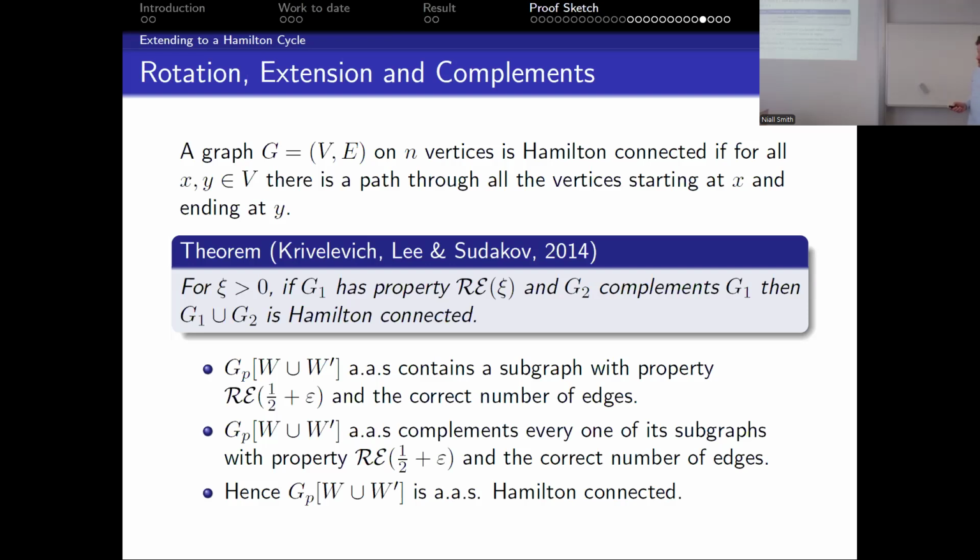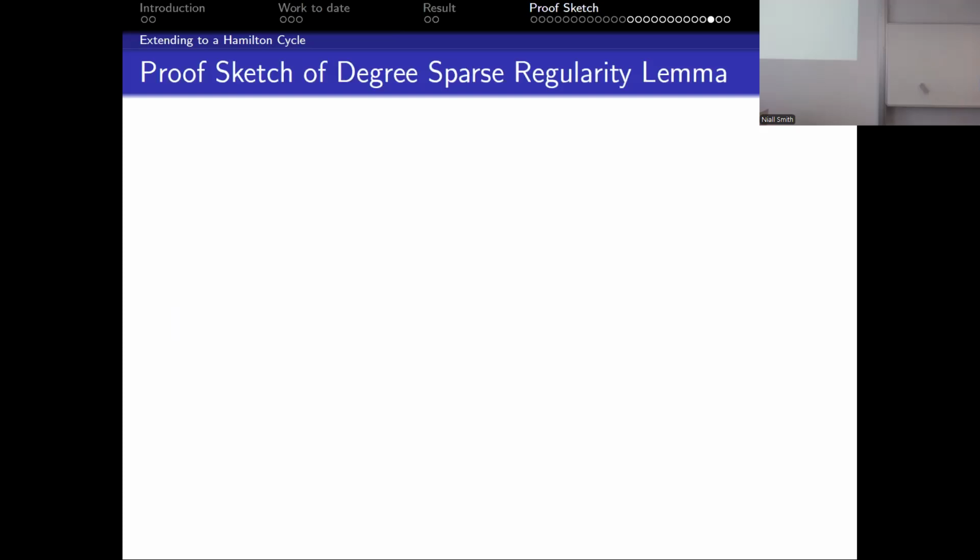What I wanted to say a few more words on is the proof sketch of the RT lemma. Epsilon is the target parameter. So what we're looking for is a sparsely epsilon regular partition which has minimum degree in the reduced graph.